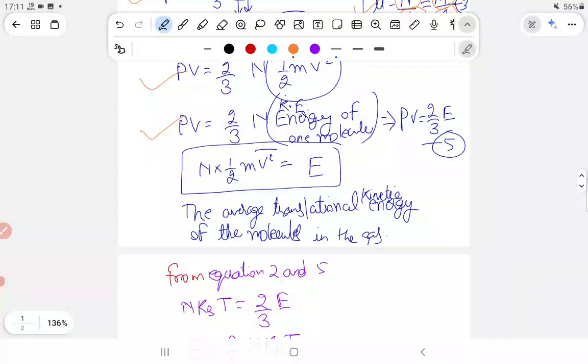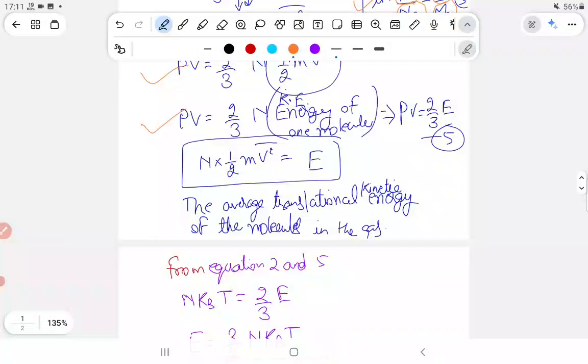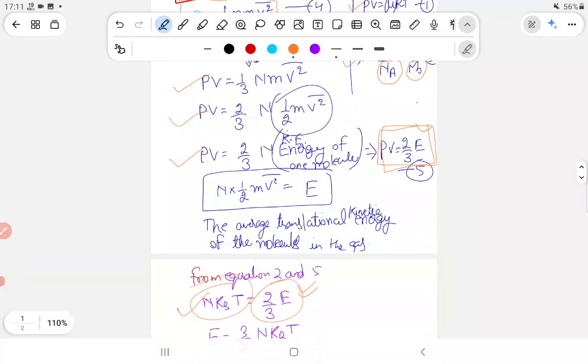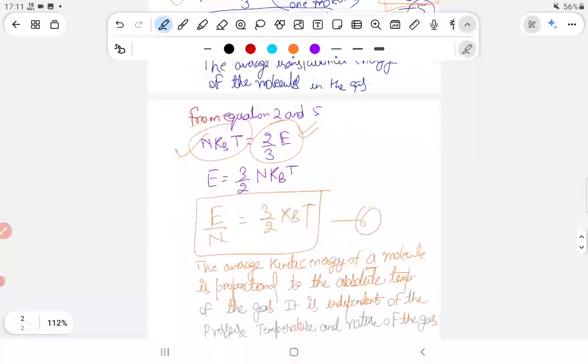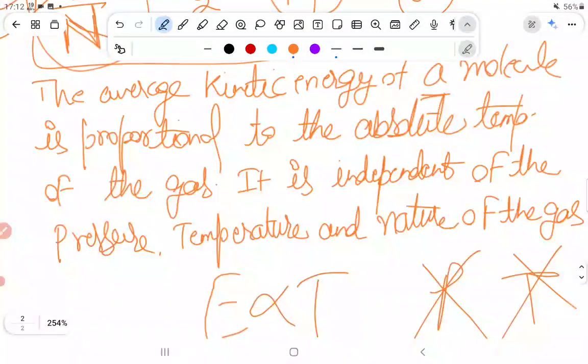But we want to find out the temperature dependence of energy, how they both are related. So we compare this equation with the ideal gas equation, we get n kBT on the right hand side, and this is the newly derived formula, PV is equals to 2 by 3 E. Compare these two, we get energy per molecule, E by N, 3 by 2 kBT. Here the formula clarifies that the energy depends only on the temperature, no pressure, no nature of the gas. I hope all of this stuff is very clear to you.